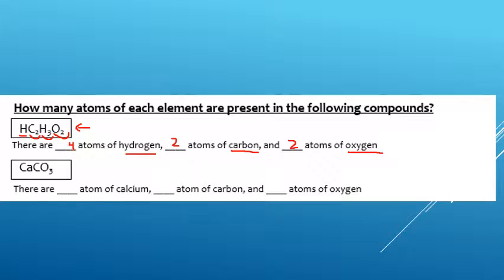In the second one, we first have to find calcium. The symbol for calcium is Ca, so we have 1 atom there. Then we have to find our carbon atoms. There is 1 carbon atom there. And the last thing we have to do is figure out how many oxygen atoms we have. And right there we have 3 atoms.